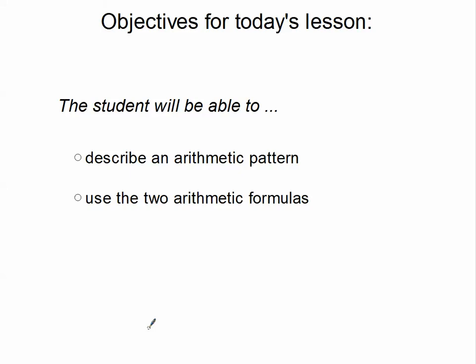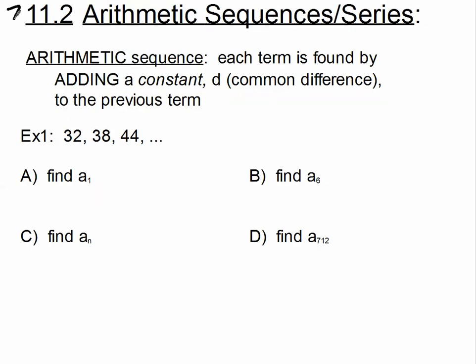In this tutorial, we will be able to describe an arithmetic pattern and use the two arithmetic formulas. So we're in section 11.2 in our textbook, and we're talking now specifically about arithmetic sequences and series. So what it means to be an arithmetic. Now I know that this word can be pronounced in two ways, and it depends on the context. Since we're talking about sequences and series, it's pronounced arithmetic.